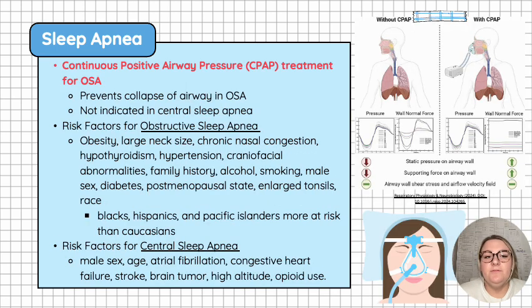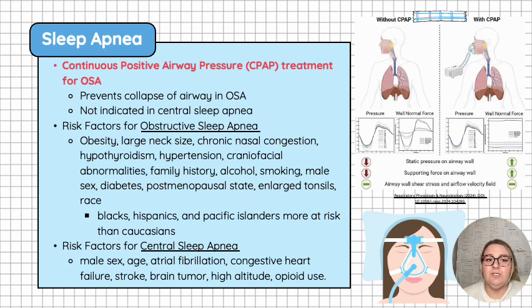The treatment for obstructive sleep apnea is continuous positive airway pressure, also called CPAP, a CPAP machine. A CPAP machine prevents the collapse of the airway because of that positive pressure. It's taking away that negative pressure that causes the pharynx to narrow and collapse. Now, because this is all about the obstruction, it's not indicated for those that have central sleep apnea, because central sleep apnea has no obstruction.